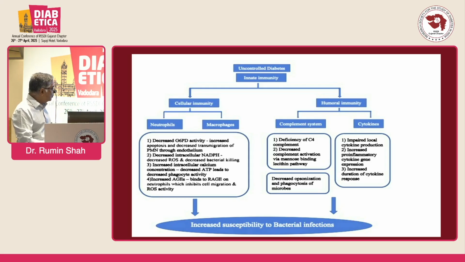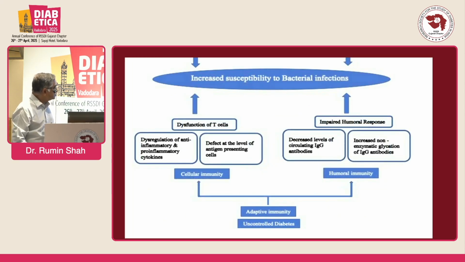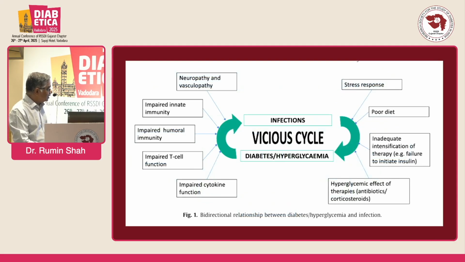We all know cellular and humoral immunity, and what happens to that when there is diabetes? There is an involvement of cytokines, involvement of complement system, neutrophils and macrophages, which get impaired in a patient of diabetes, leading to increased susceptibility to bacterial infections. And then you have change in adaptive immunity, cellular and humoral immunity, dysfunction of T cells, impaired humoral response, leading to breach in the barrier which prevents infections, leading to recurrent infection.